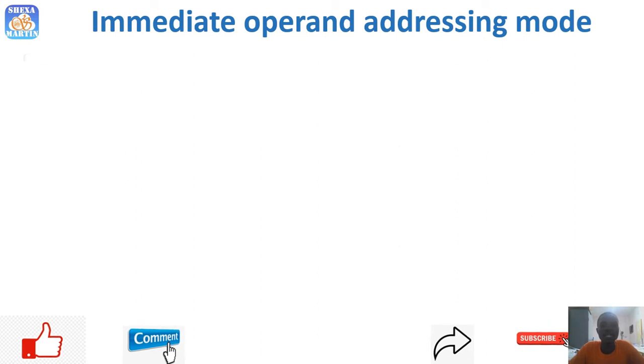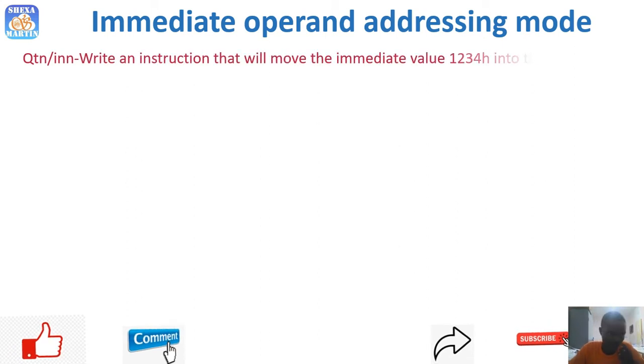Let me start by giving you a question. We get used to chickening when we are enjoying ourselves luxuriously, but today we will enjoy ourselves with this question, which says: write an instruction that will move the immediate value 1234 into the CX register. Those that are understanding this, please give me the answer in the chat section. Write an instruction that will move the immediate value 1234 into the CX register.